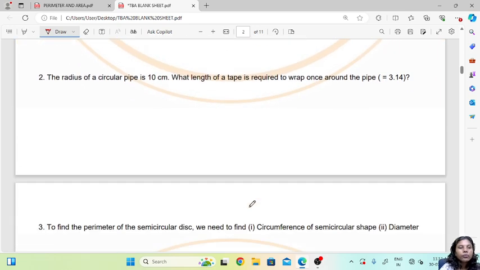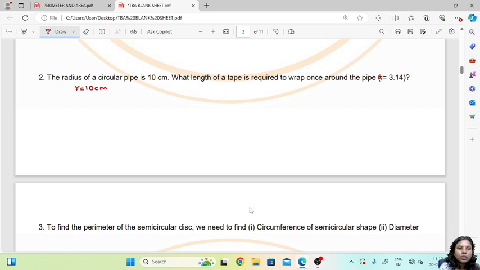Now let's go down. The radius of a circular pipe is 10 centimeter. So what is given to us is the radius, that is 10 centimeter. What is the length of the tape that is required to wrap once around the pipe? Pi is 3.14. So now you have to find how much tape is required to wrap the pipe just once. Now see, here we are given the radius.